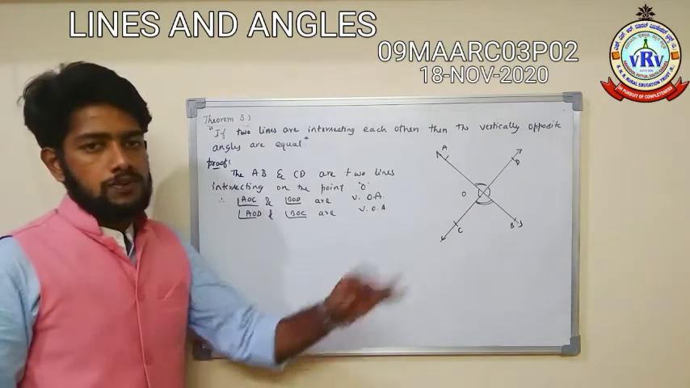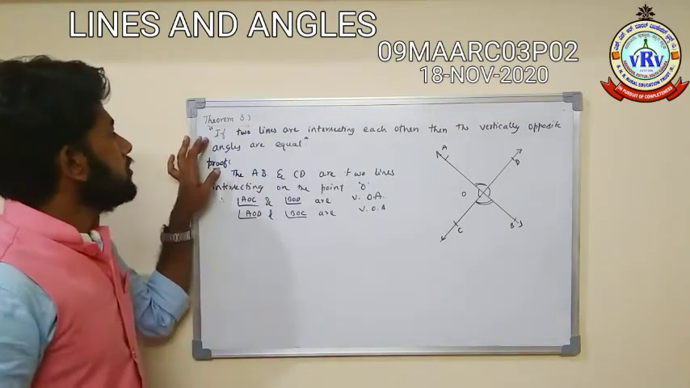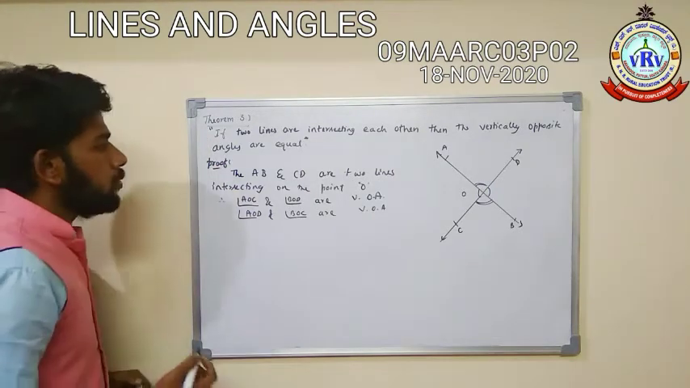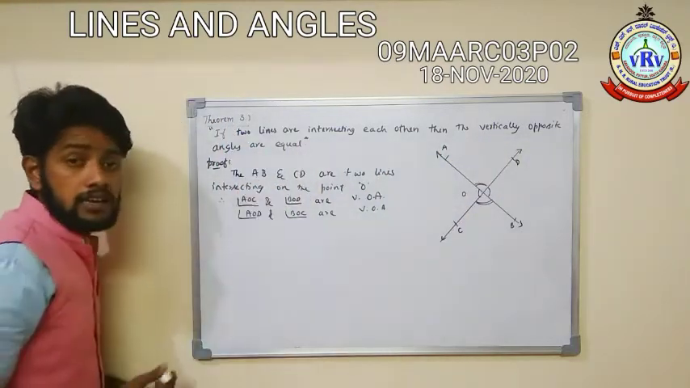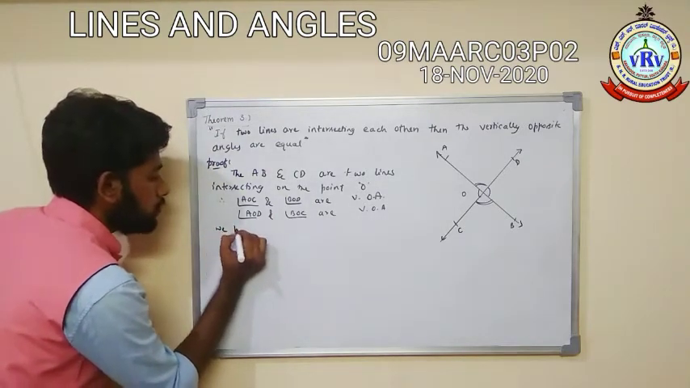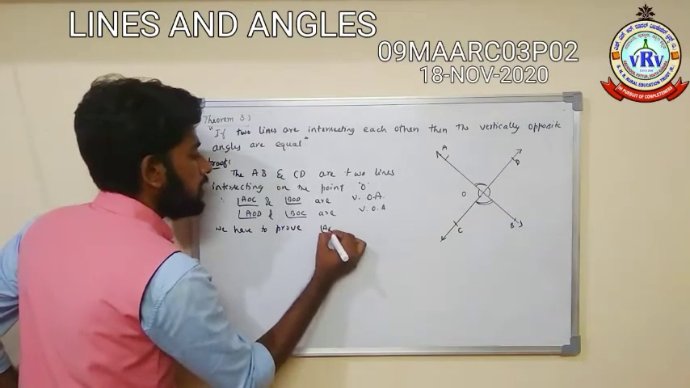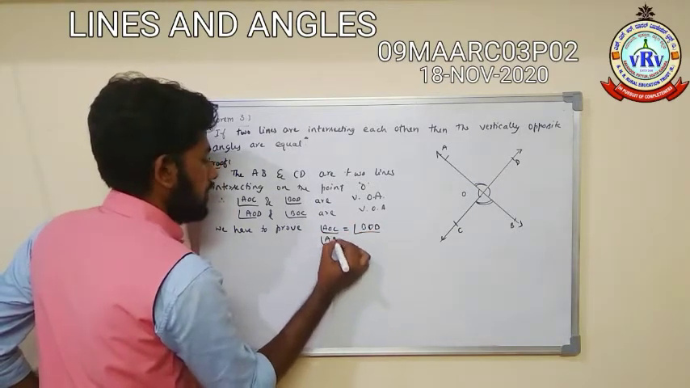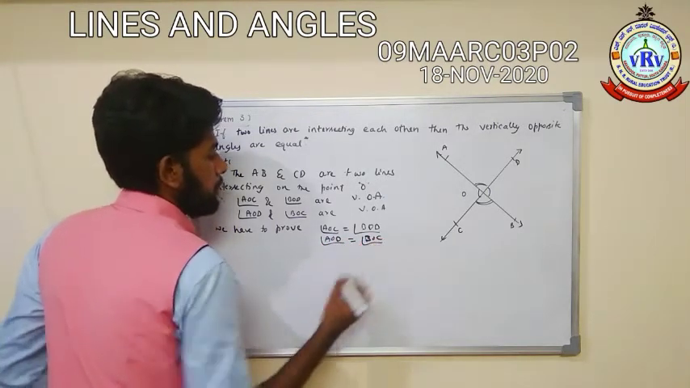This we got from the diagram, and that is the first half of this statement. So what do we have to prove? The vertically opposite angles are equal if two lines are intersecting. That means we have to prove angle AOC is equal to angle BOD and angle AOD is equal to angle BOC.